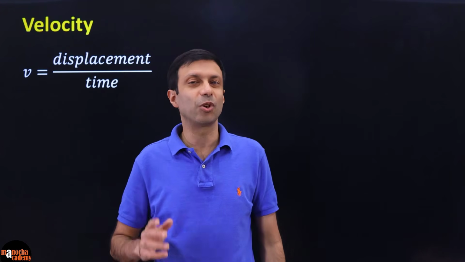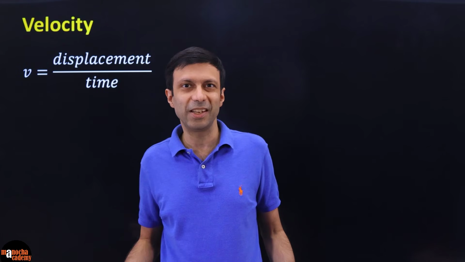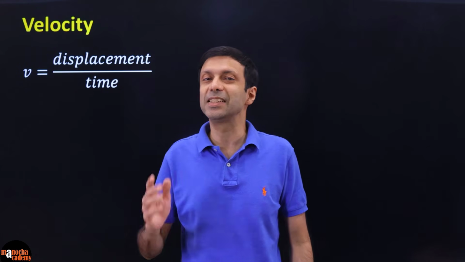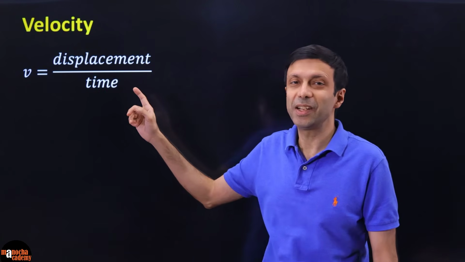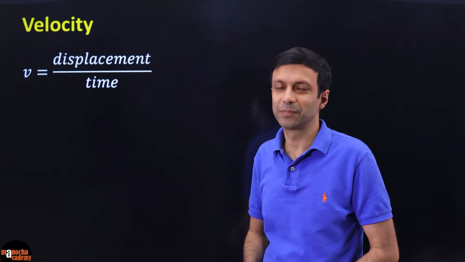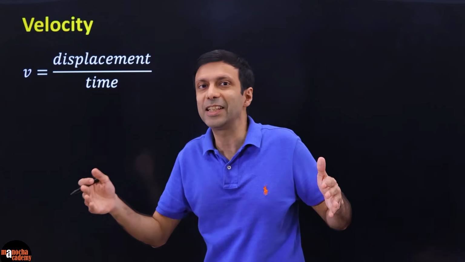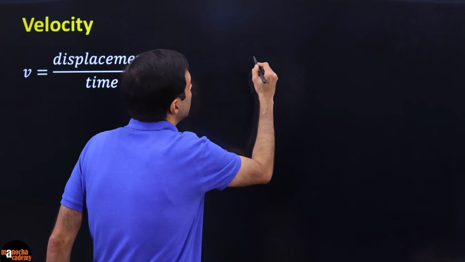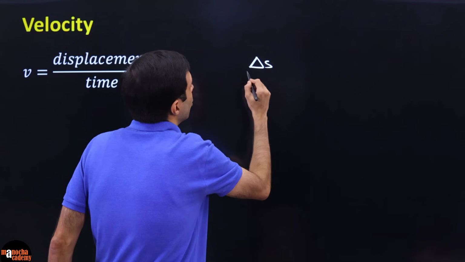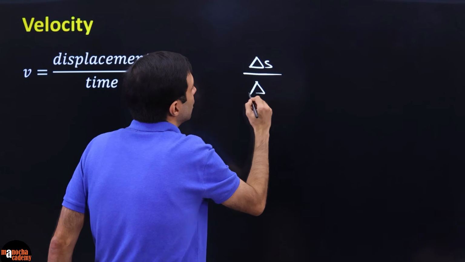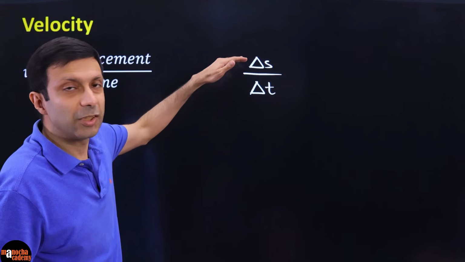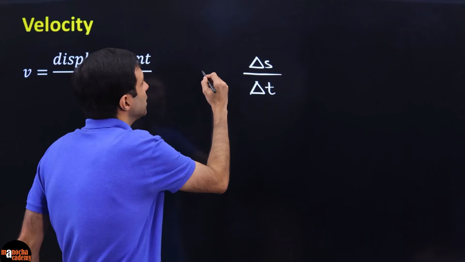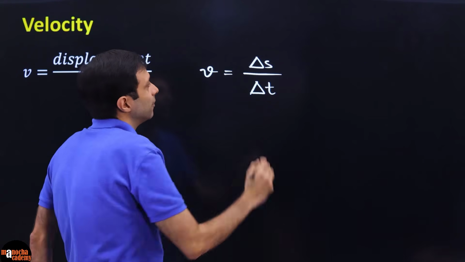Let's start with the concept of velocity. What is velocity? Remember, velocity is defined as the rate of change of displacement. And the formula is displacement divided by time. So if a body has a certain displacement, or a change of displacement, you can denote that as delta S over a certain time interval, which we can denote as delta T. So the change in displacement by change in time is the formula of velocity.